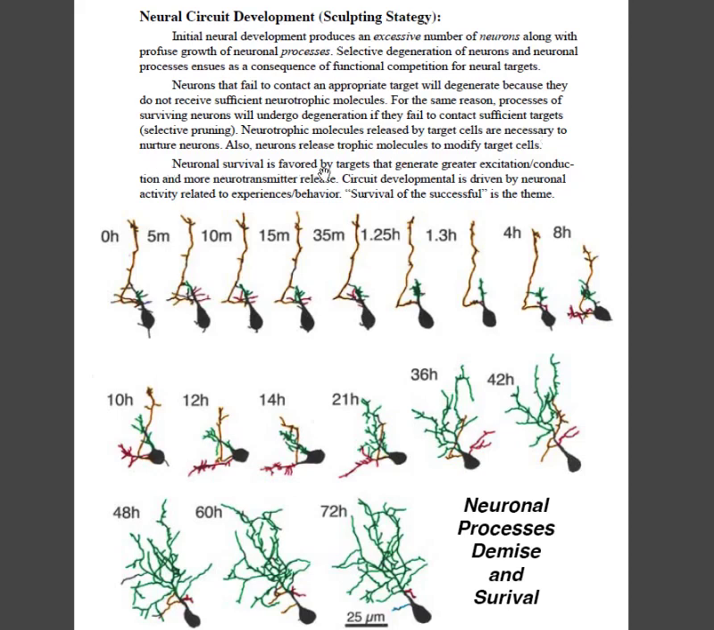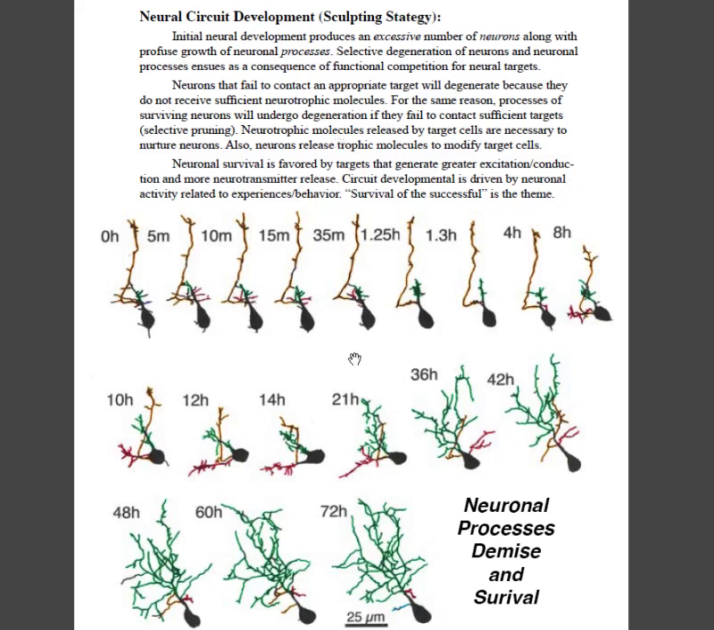The way neurons can get their neurotrophic molecules is to participate in circuits, the circuits that are more active, that generate more excitation and more conduction. They'll experience more neurotransmitter. And so degeneration and survival is driven by neural activity. In other words, it's driven by experience and behavior. So experiences and behavior that are active are going to result in survival of those circuits. The survival of the successful is the theme for neuronal survival in circuits. And those that are less active receive fewer neurotrophic molecules, and those are not going to survive.